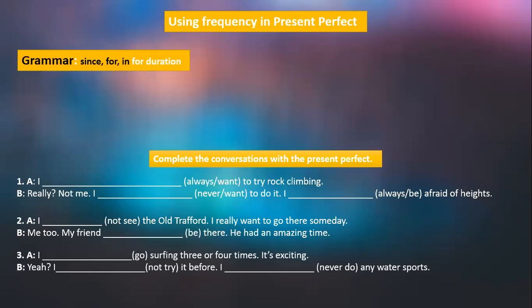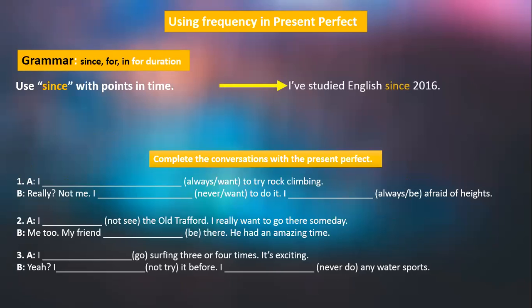How can we use since, for, and in? Well, all of them are used for duration, but each of them has a specific use. For example, use since with points in time. That is, I've studied English since 2016.